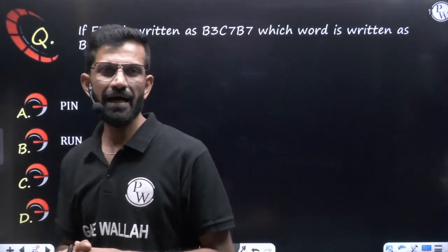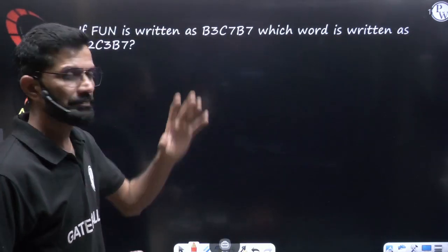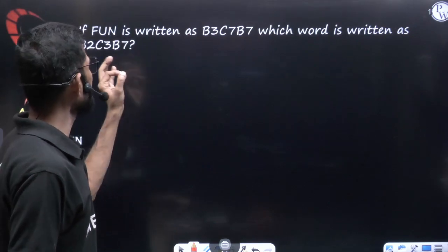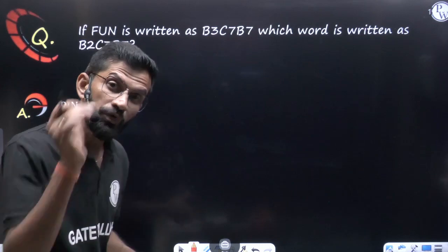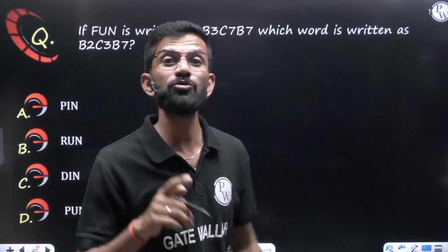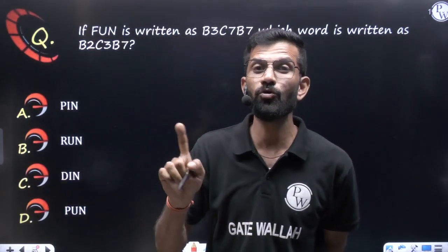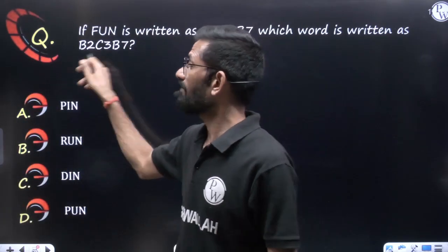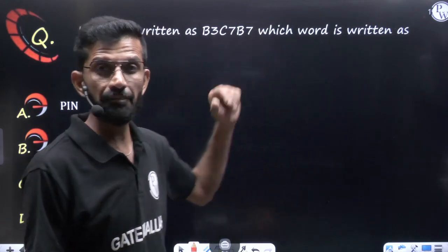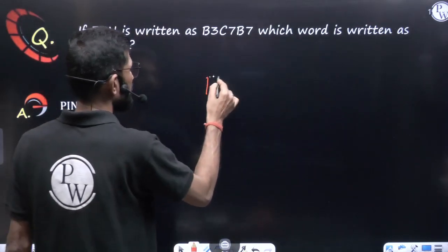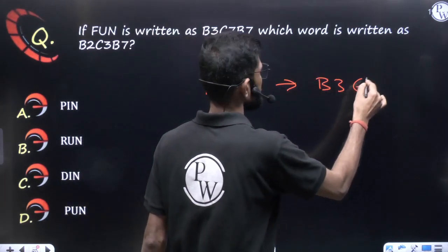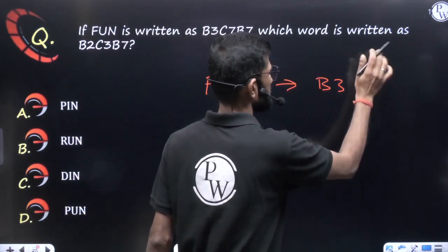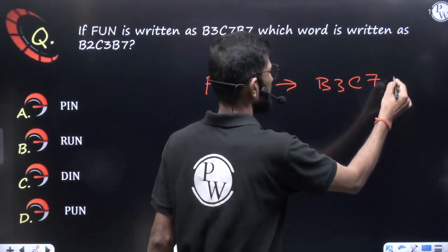If FUN is written as B3, C7, B7, which word is written as B2, C3, B2, C3, B7? Which word is written? Here they are asking you to decode. They are not asking you the code, they are asking you to decode, meaning they are asking you the original word. The code they have already provided. Now, with the example, we'll see what pattern they are following for coding. FUN is written as B3, C7 and B7.